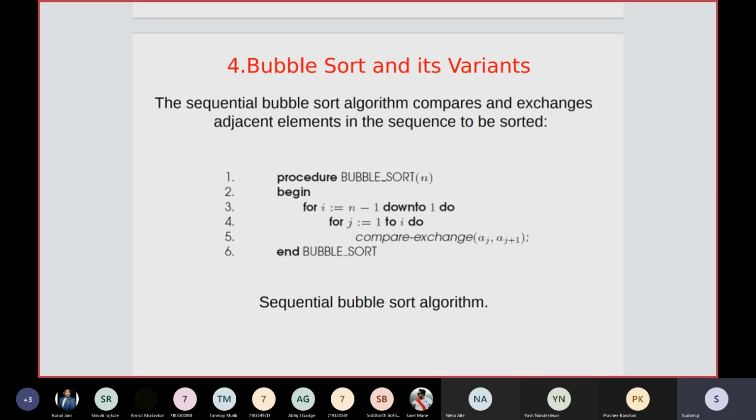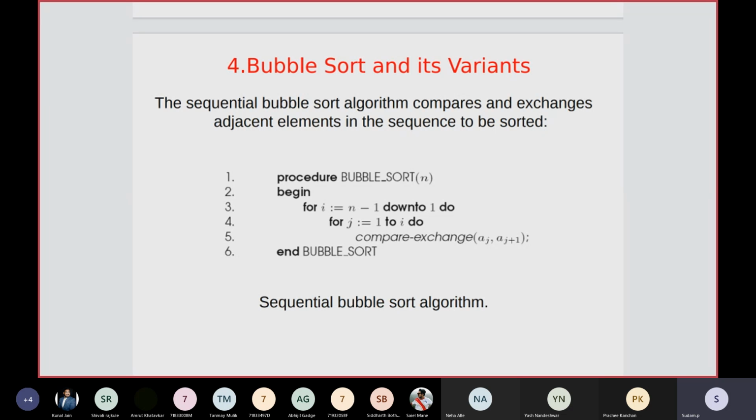Okay, or you can convert it into its parallel version, that is possible. But before moving towards its odd-even parallel counterpart, we'll see the sequential bubble sort. This is the normal sequential bubble sort algorithm, where you are comparing and exchanging the adjacent elements in the sequence to be sorted.